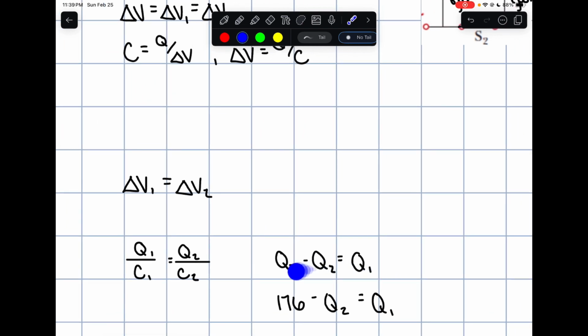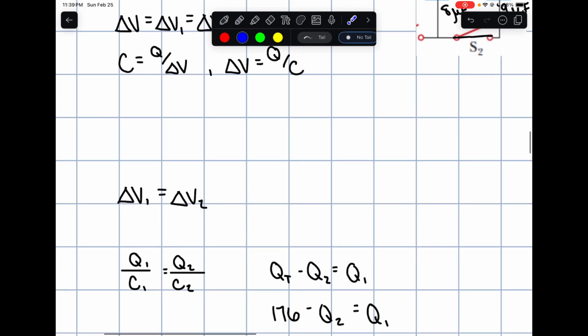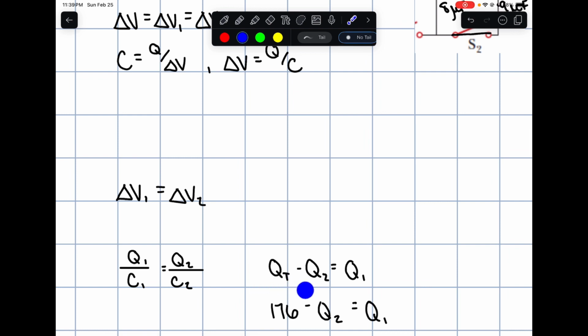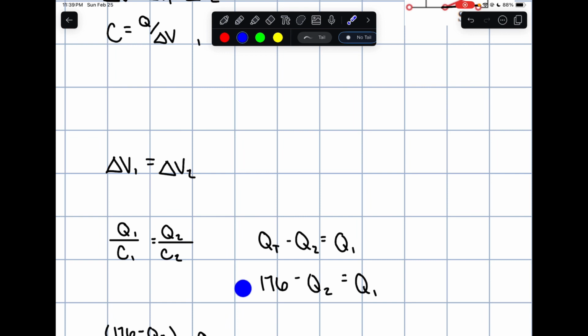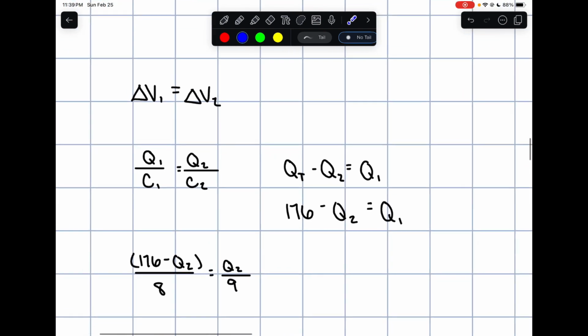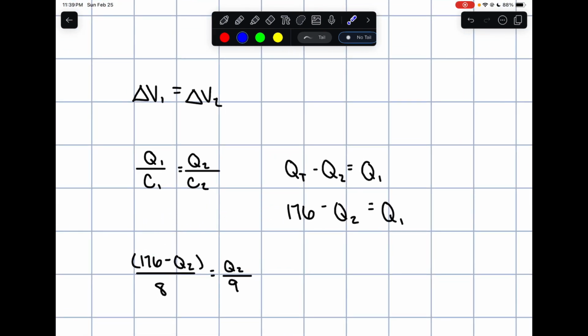Well, as you may see right here, this is where our second rule of capacitors in parallel comes into play. We know that QT is equal to Q1 plus Q2. So we can rewrite that as QT minus Q2 equals Q1. We know the total charge from part A, which we solved above, and we can now say 176 minus Q2 equals Q1. Well, what do we do with this number? We substitute. So we're going to plug that in for Q1.